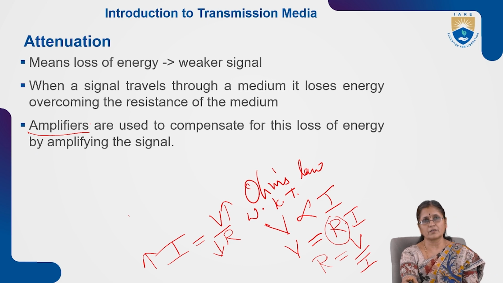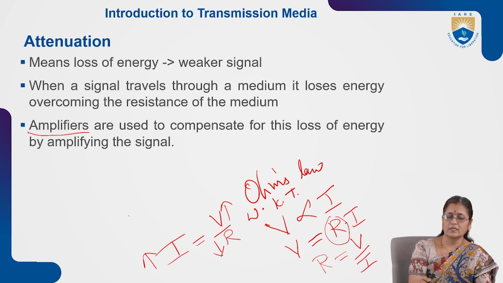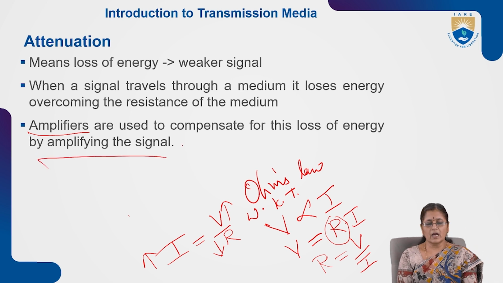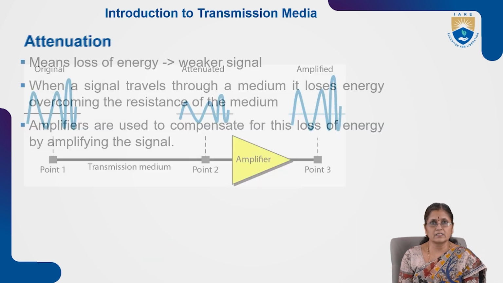Amplifiers are used to amplify the signal. Wherever required, at the receiving end, amplifiers are used, and the weak signal will get amplified by using the amplifiers. These are used to compensate for this loss of energy by amplifying the signal. So by using the amplifiers, the signal strength is increased.